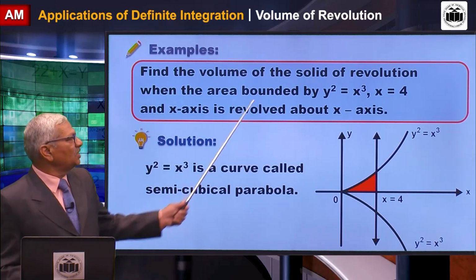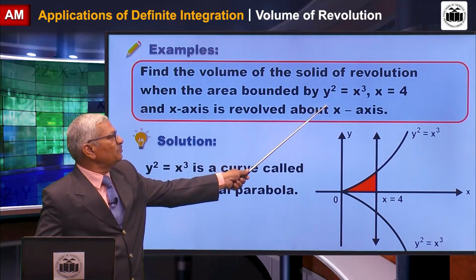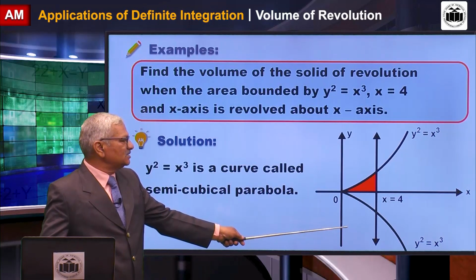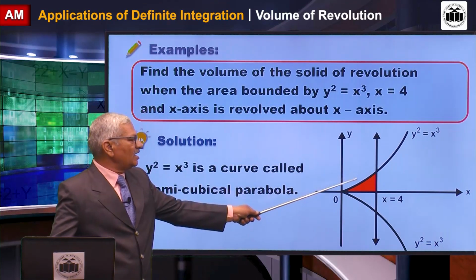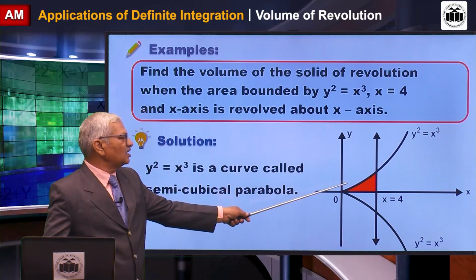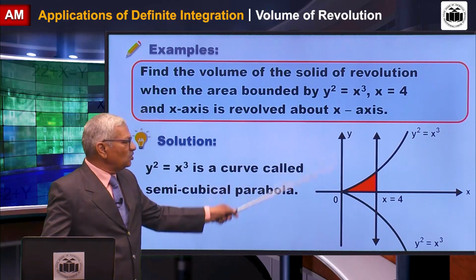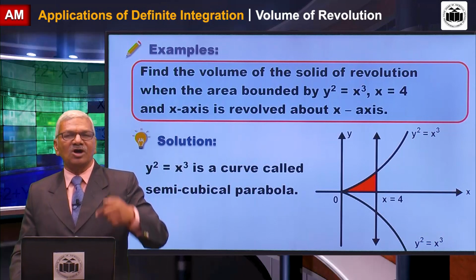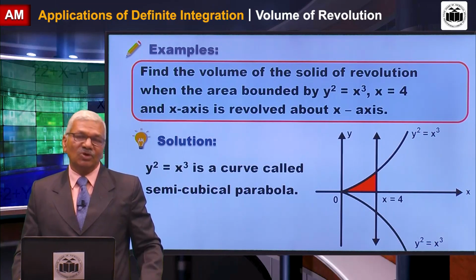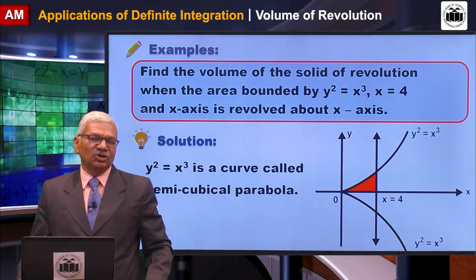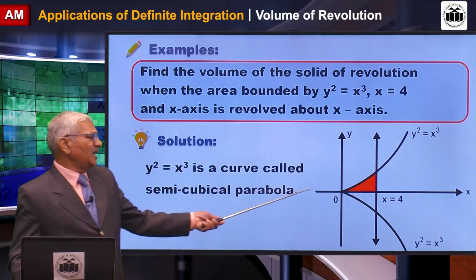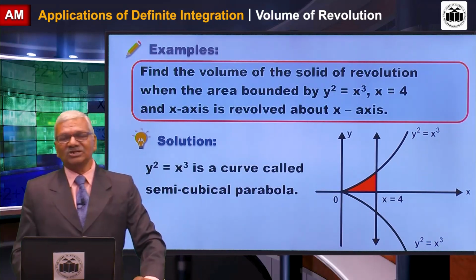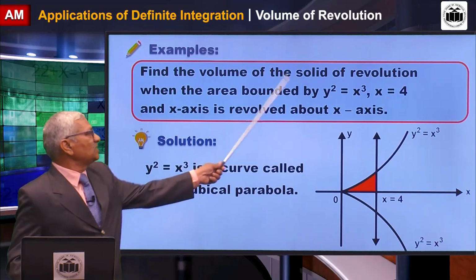Now, in the example, you are given the curve y square equals x cube and x equals 4. X equals 4 is a line parallel to the y-axis, and therefore, this is the area between these curves, which is shown in red color. You are going to revolve this about the x-axis. When it is revolved about the x-axis, it forms a solid whose volume is to be found. Now, the limit x equals 0 is the origin, and the other is x equals 4. So, the limits of integration are 0 to 4, and y square is given.